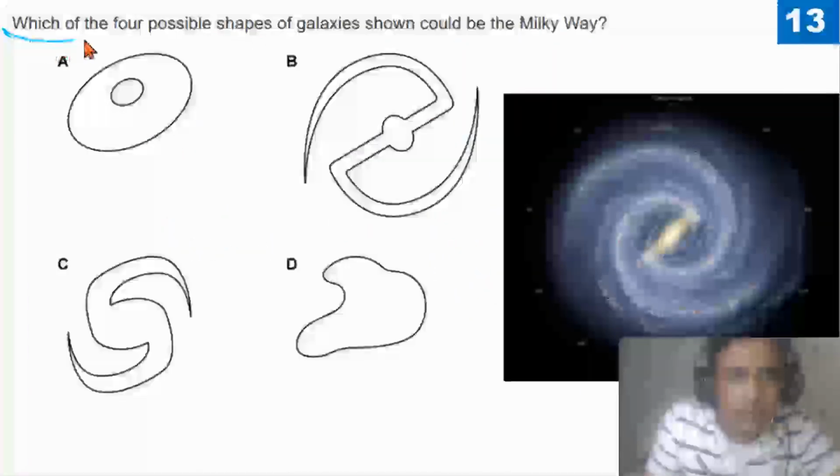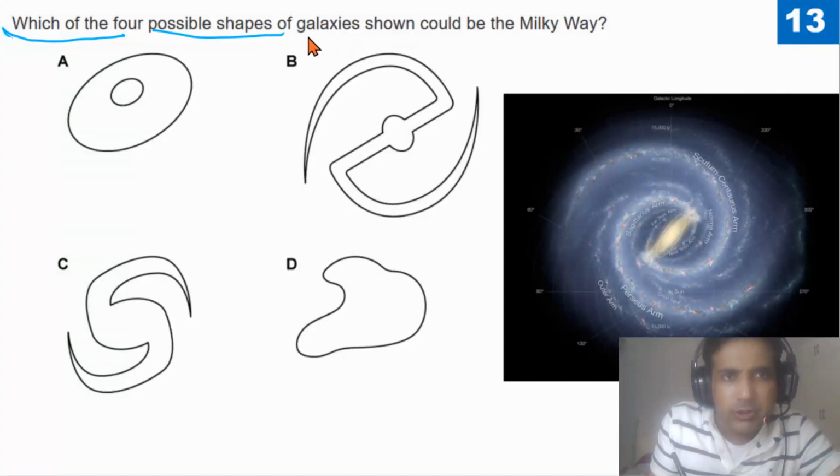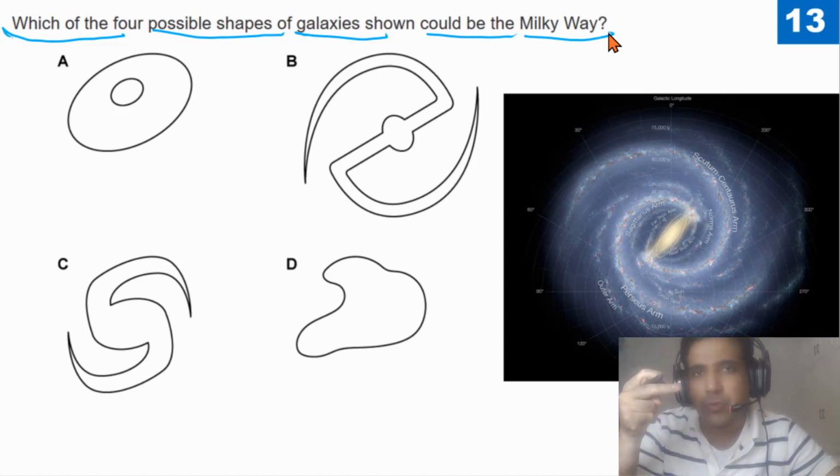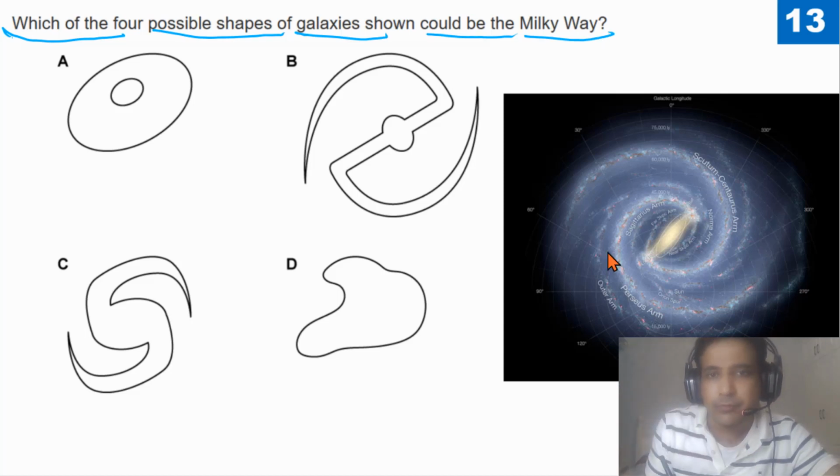Question 13 says, which of the four possible shapes of galaxies shown could be the Milky Way? So for this one, you need to understand the shape of the Milky Way. It's a spiral galaxy. So if you look at this shape, you can see at the center we have this disk, and if you look at the arms, you can see the arm is like this, and this arm is like this one. So this shape is important. This one has to be in your mind.